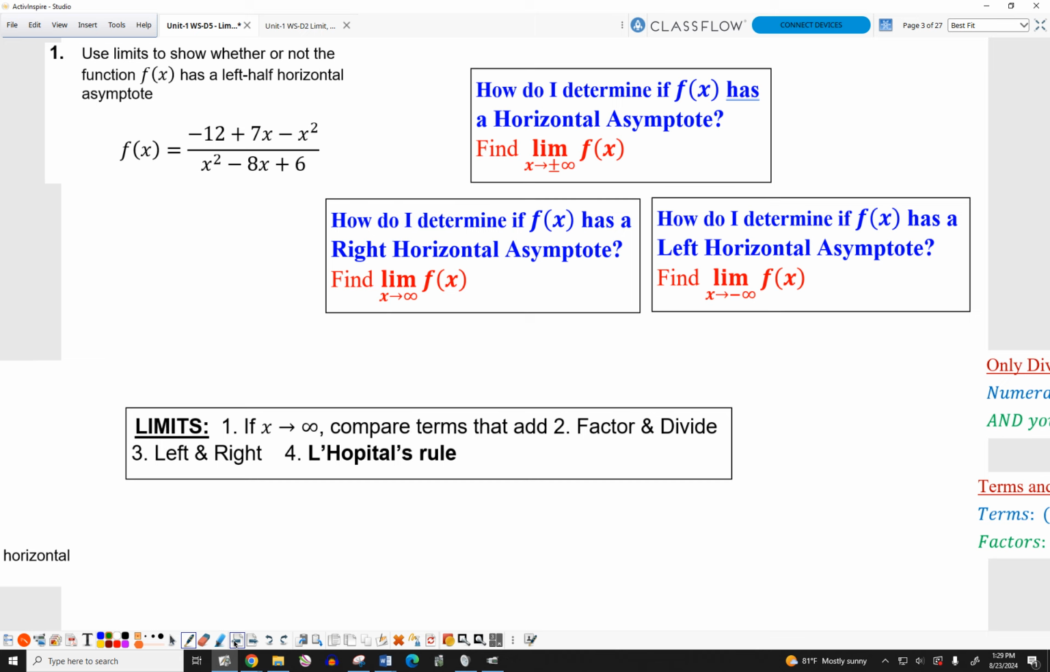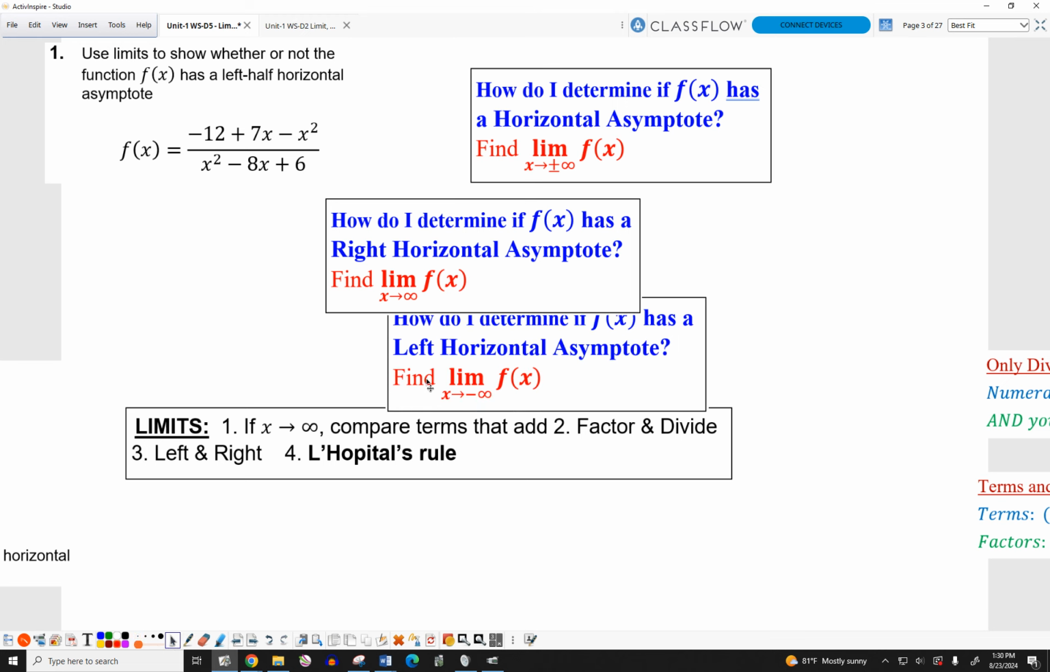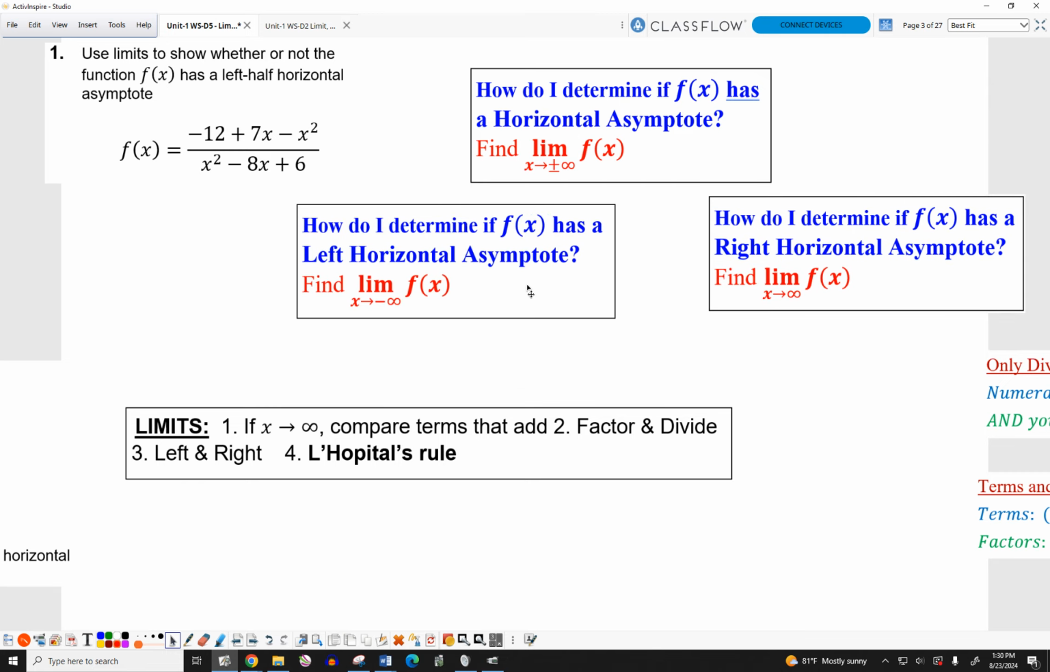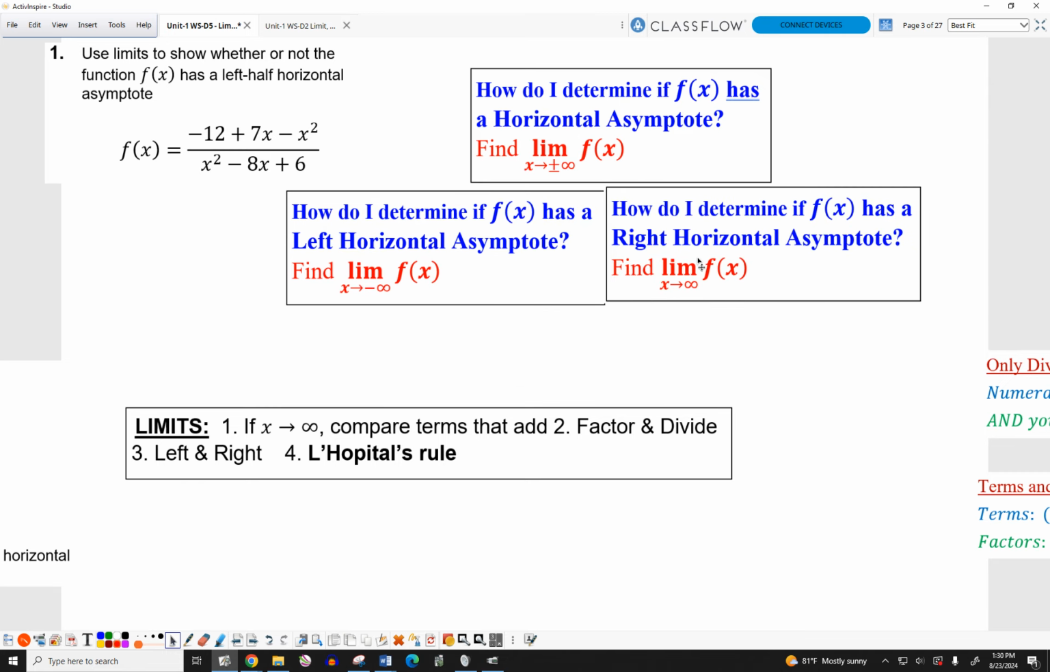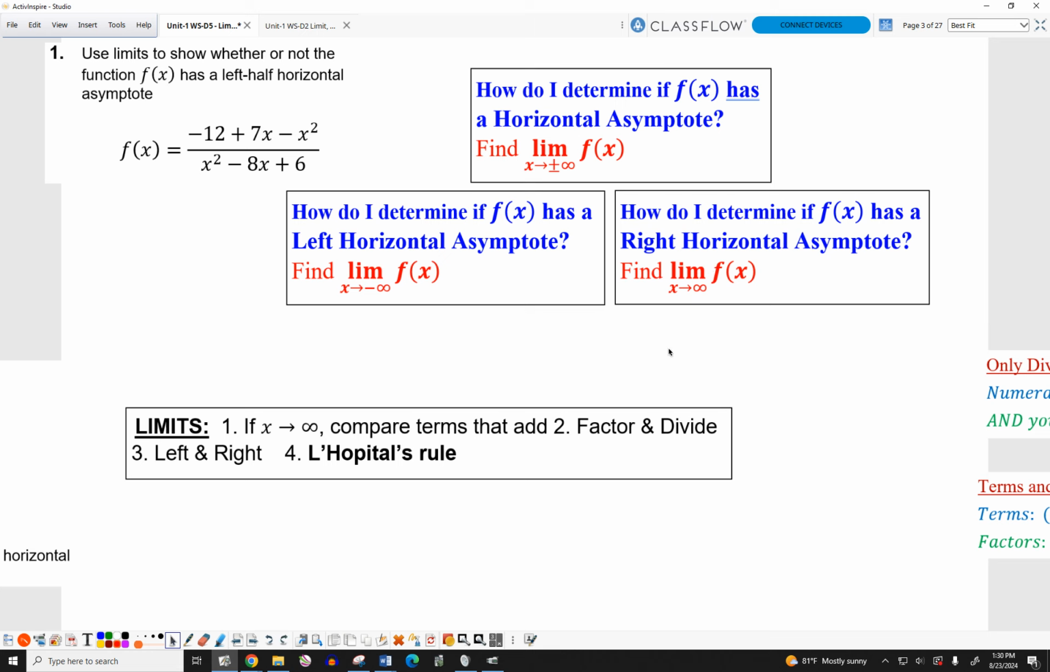With one card, it's good enough for me to understand that if I find a negative infinity limit, I'm finding a left horizontal asymptote. If I find a positive infinity limit, I'm finding a right horizontal asymptote. Let's put those on the left and right. Either way, one card or two. I would put the blue on the front, I'd put the red on the back.